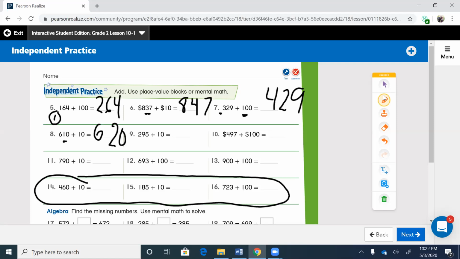Number 9, 295 plus 10. Okay, underline the middle, 9. 2 stays the same. 9 has to go up 1. Uh-oh. This is an exception. 9 plus 1 is what, boys and girls? 9 plus 1 is 10.